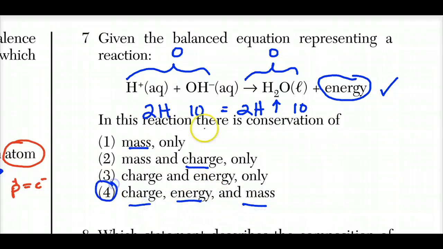We're always balancing energy. We're always balancing mass. The charge gets people because they think that only occurs in redox reactions. But no, mass, charge, and energy are always conserved in a balanced chemical reaction. 7 is 4. Number 8.